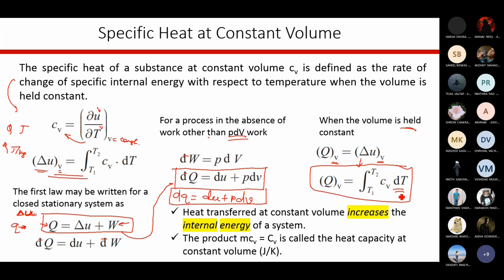And the second is actually a deduction, not a conclusion. The product m Cv, mass times the specific heat at constant volume, is denoted by the symbol capital C to the base V. This capital Cv is called the heat capacity at constant volume, given in joule per Kelvin. We know specific heat is given in joule per kg K, but the heat capacity Cv is given in joule per K. Note this down.